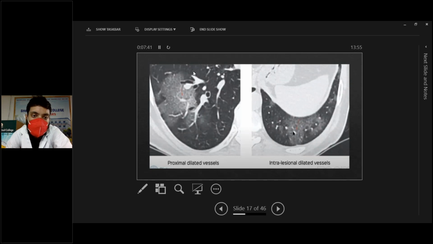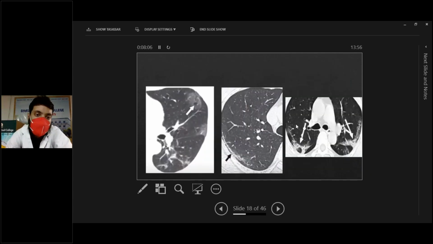And here what we are seeing is the opacity. We can tell it as a crazy paving appearance because we are seeing ground glass with the septal thickening in between, and we can see these white color structures. These are nothing but the vessels. So these vessels, they are prominent. That's why they are called as the proximal dilated vessel sign. And here what we are seeing is the intralesional dilated vessels, where we call it as the microvascular dilatation sign.